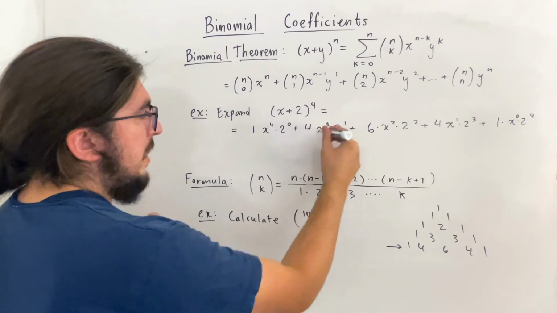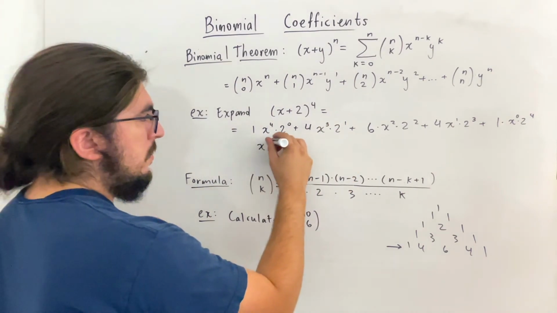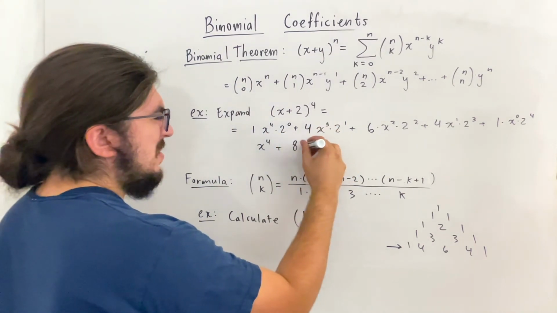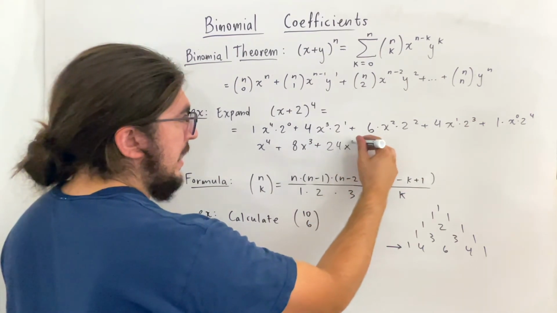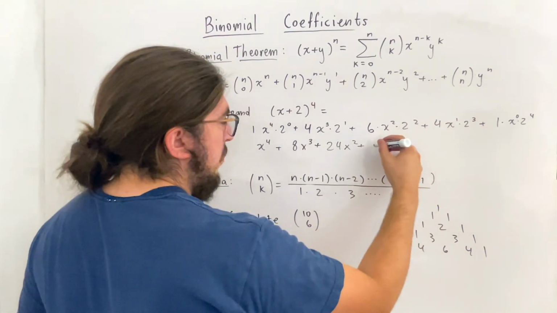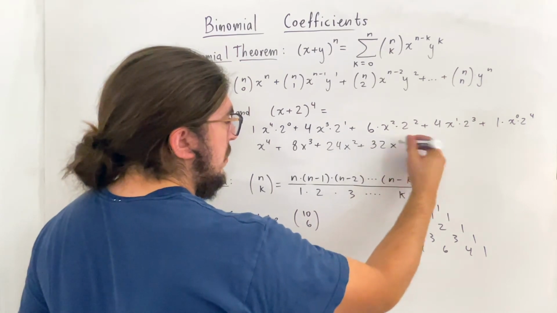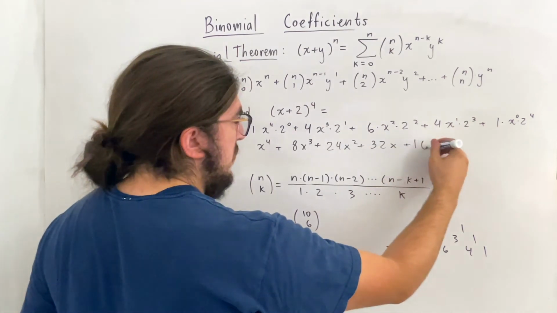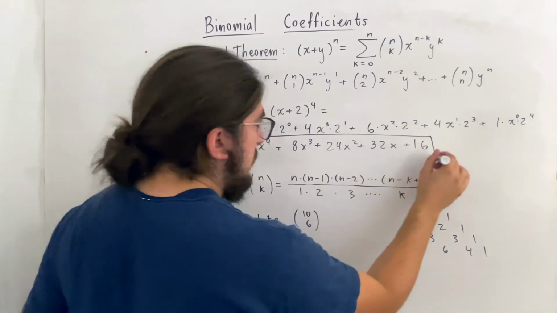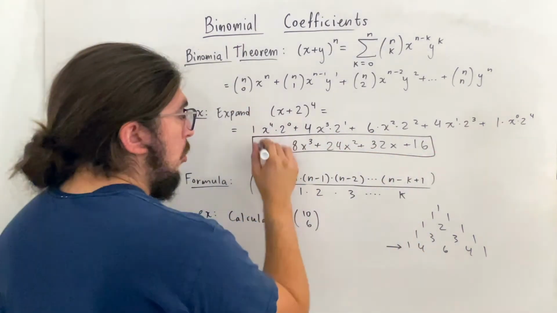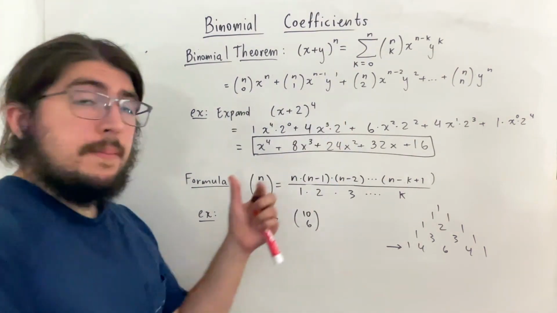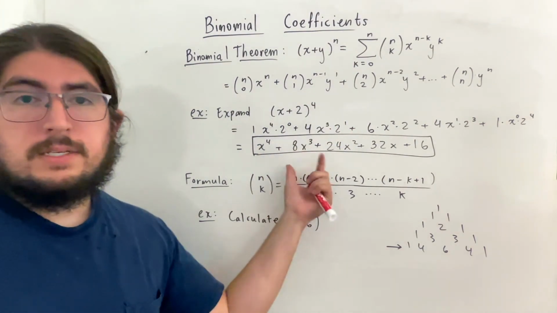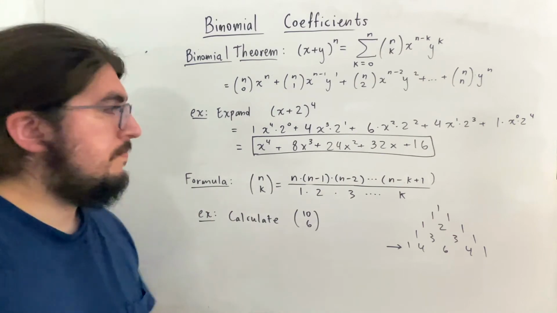So simplifying a bit, we get x to the 4th, that's 8x to the 3rd, that's 4 times 6 is 24, x to the 2nd, that's 8 times 4 is 32, x to the 1, and then 2 to the 4th is 16. So that's a lot quicker, a whole lot quicker than actually expanding it out, x plus 2 multiplied by itself 4 times. You can do it that way to just ensure that this indeed checks out.